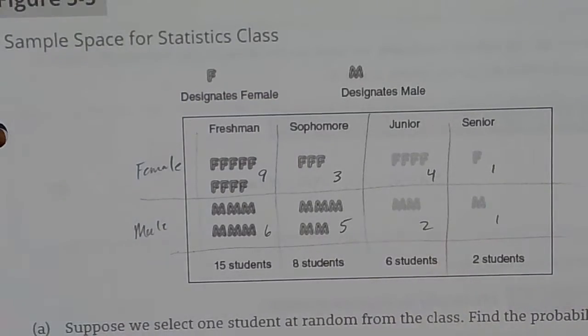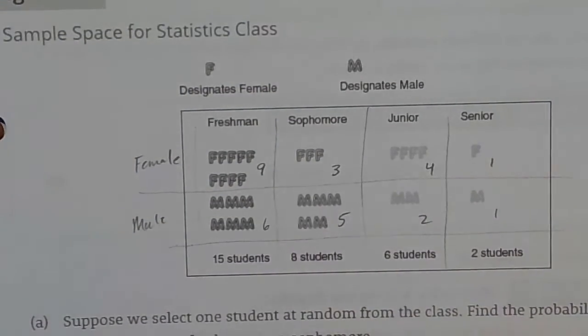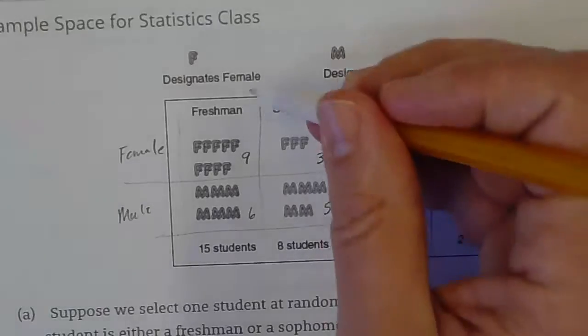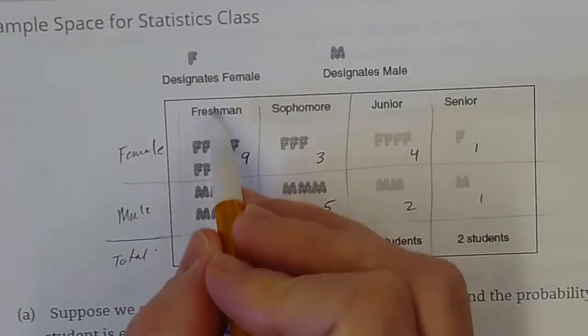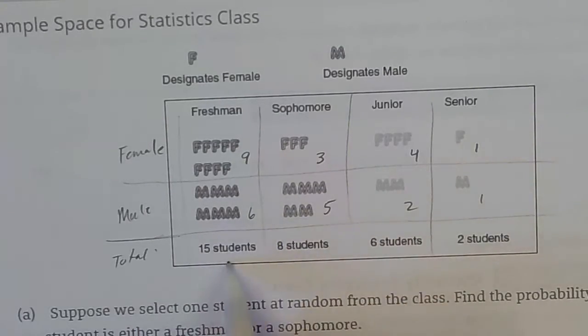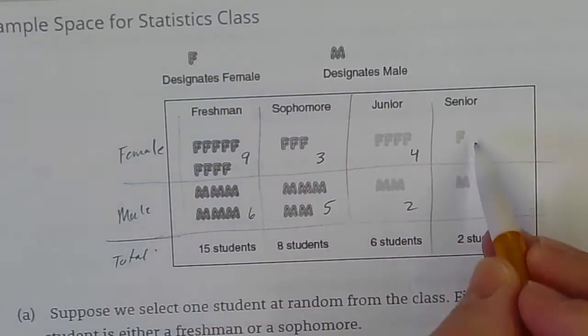And a lot of times the tables are like that. They'll just give you the counts. For whatever reason, they decide to give you those tally marks. Okay, here they put some totals for us down here. So they totaled the freshmen, so the 9 plus the 6 is the 15, right? Okay, that all makes sense. These numbers are making sense.